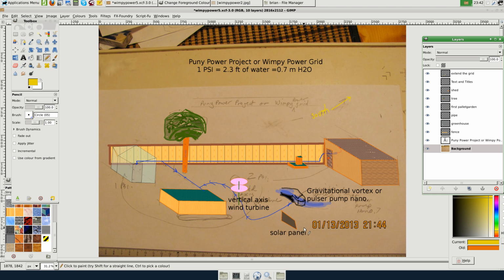So the solar panels, generally they're around 15 watts now. The bubble pumps are only around 5 watts or less, so it should easily be able to power it.